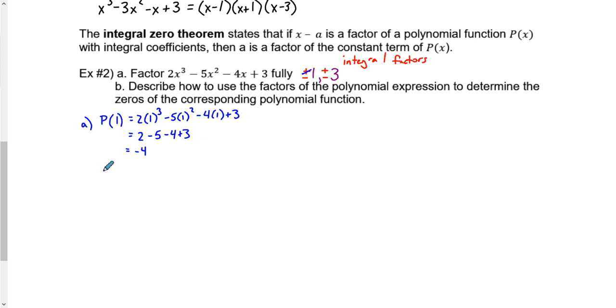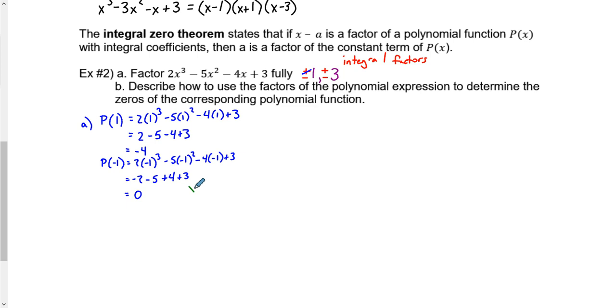Let's try out negative 1. 2 times negative 1 cubed, subtracting 5 multiplied by negative 1 squared, subtracting 4 multiplied by negative 1, adding 3. So negative 1 cubed is negative 1, multiplied by 2, that would be a negative 2. Negative 1 squared is positive 1, subtracting a 5. 4 times negative 1 is negative 4, but we're subtracting it, so we're going to be adding it, and adding 3. Awesome. So that equals 0. So we plug negative 1 in.